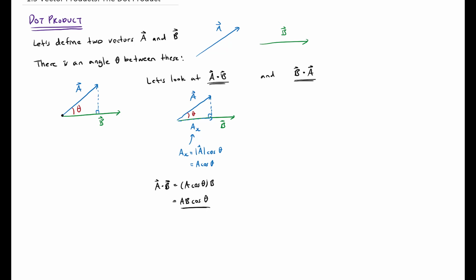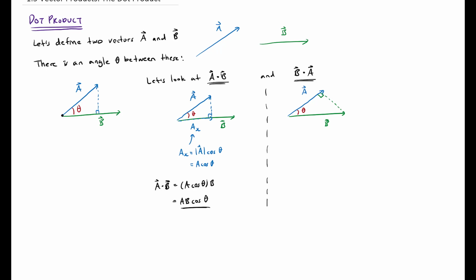Now let's look at the other example. We have B dotted with A, so we're going to redraw our diagram here with the two vectors. A was there, B was here, and we have an angle theta. So now it's a little bit different. We want to see what the projection of B onto A is. That means how much of B is going to resolve into a component that is along A.